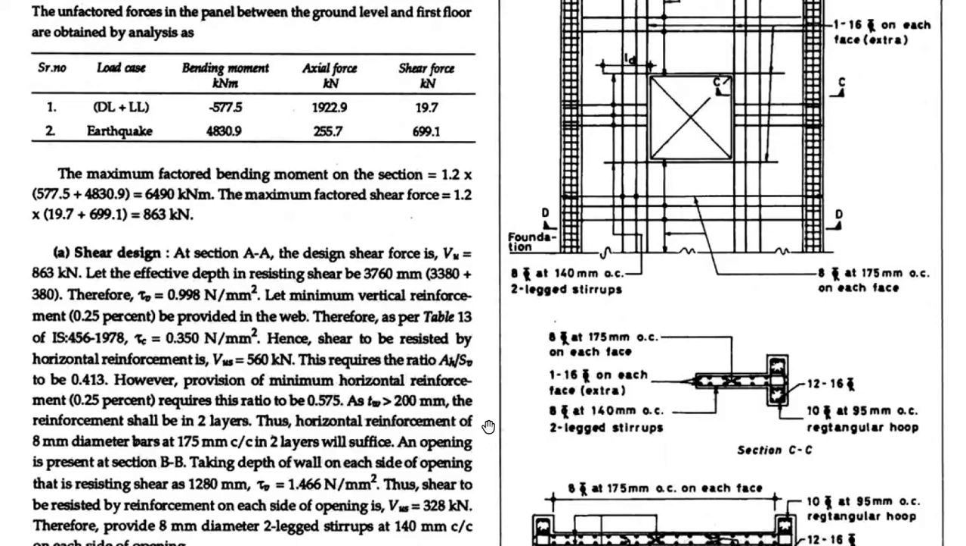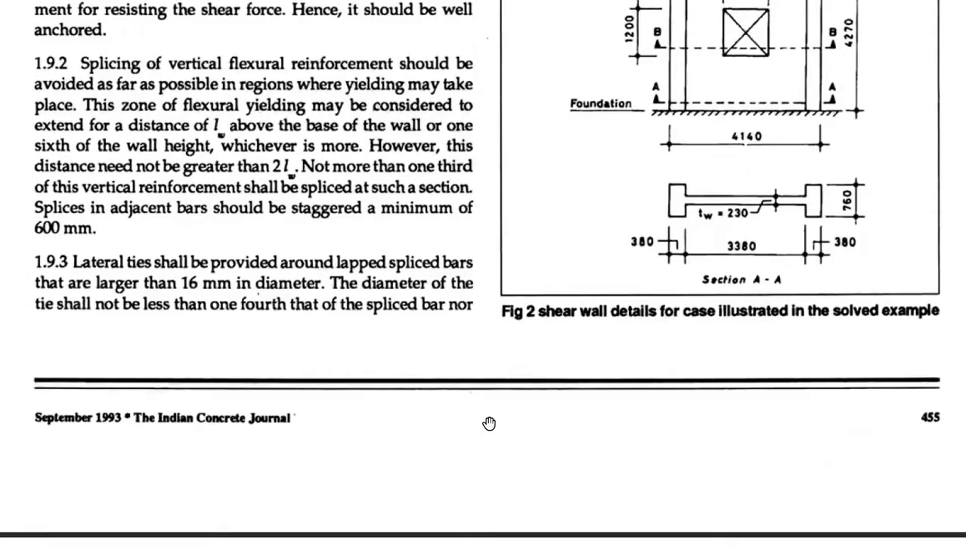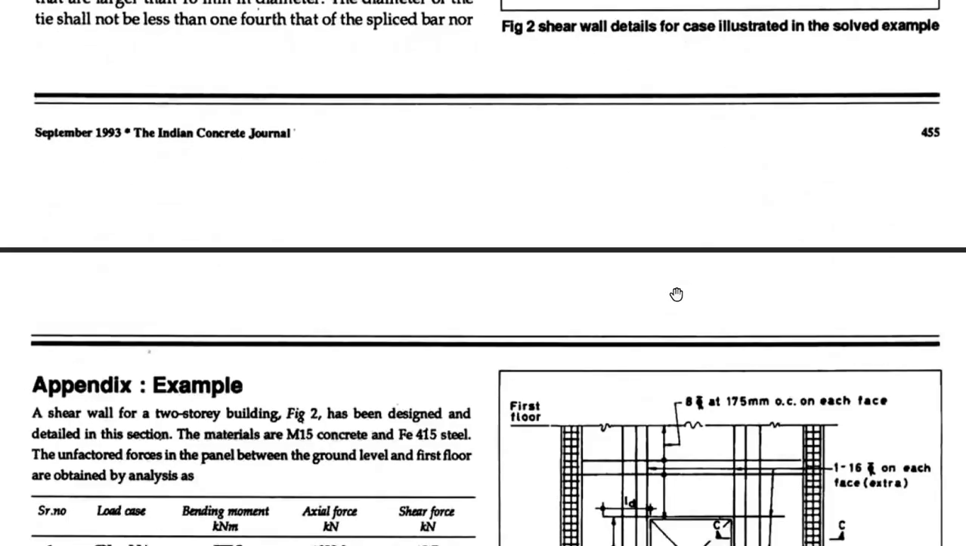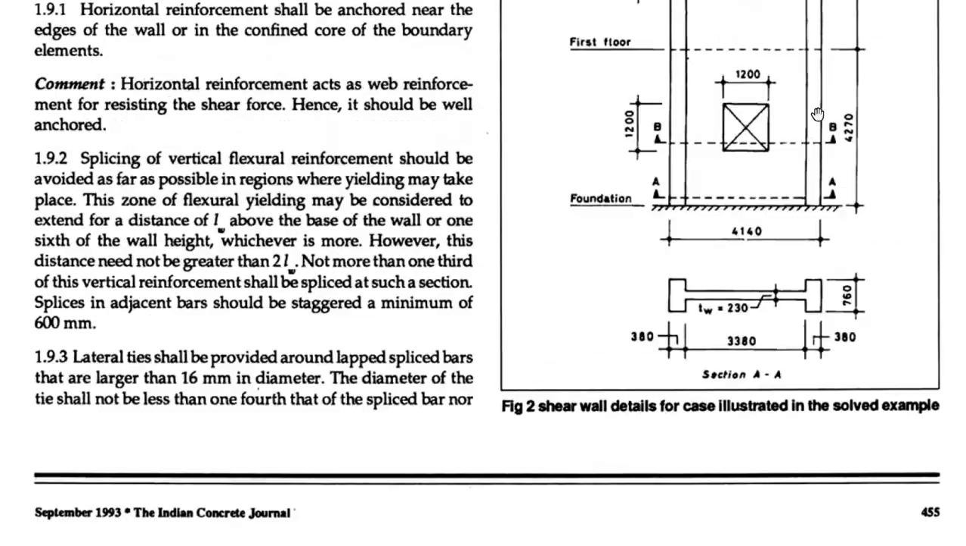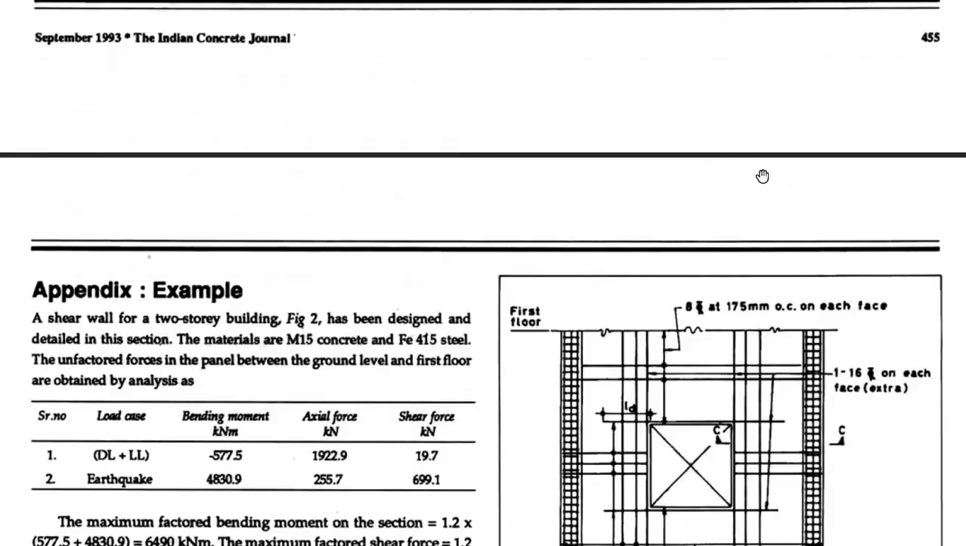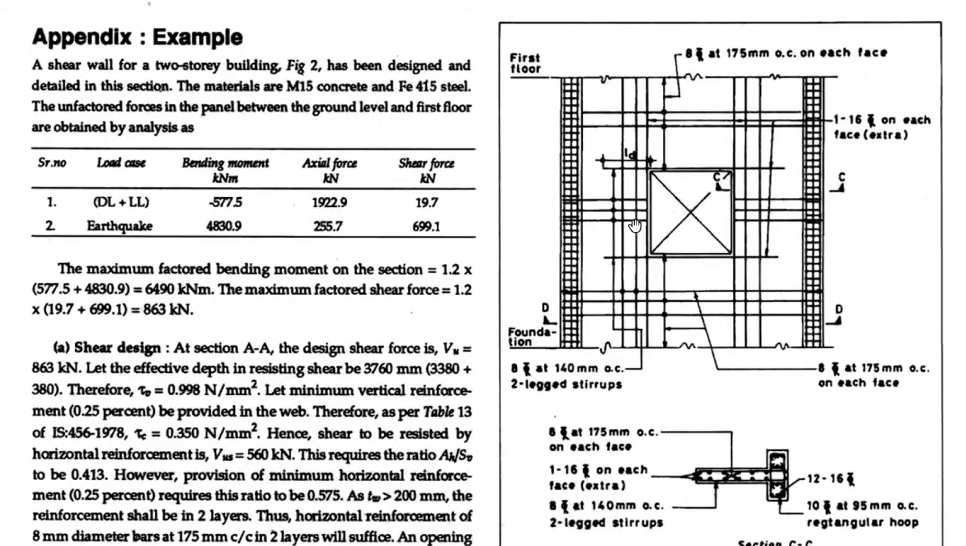An opening is present in this, at section BB. This is section BB. Taking depth of wall on each side of the opening, that is resisting shear, as 1280 mm, τv equals 1.466 Newton per mm square. Thus, shear to be resisted by reinforcement on each side of the opening is Vus equals 328 kilonewton. Therefore, provide 8 mm diameter two-legged stirrups at 140 mm center to center on each side of the opening. These two sides. It's shown in this figure.